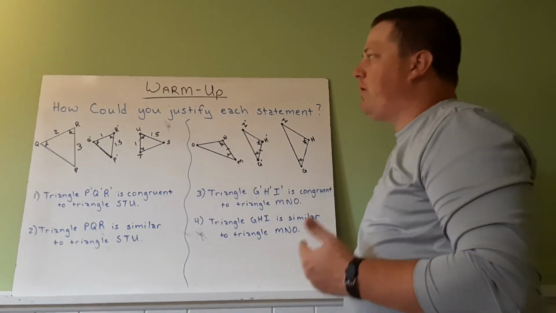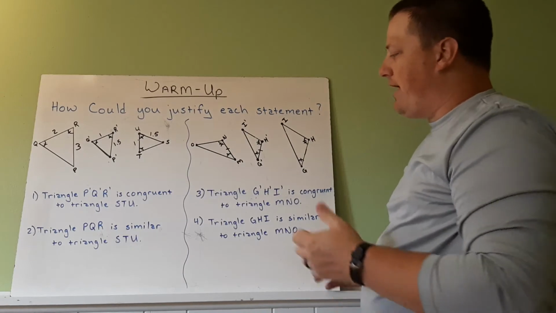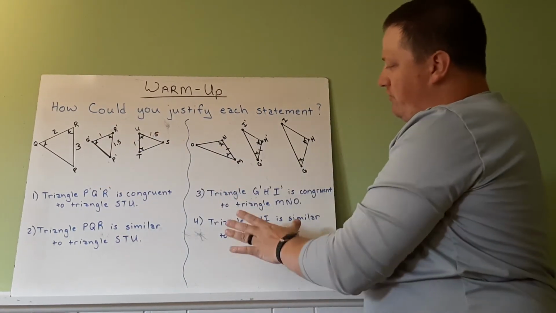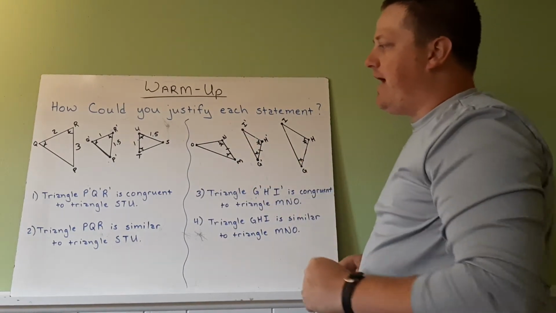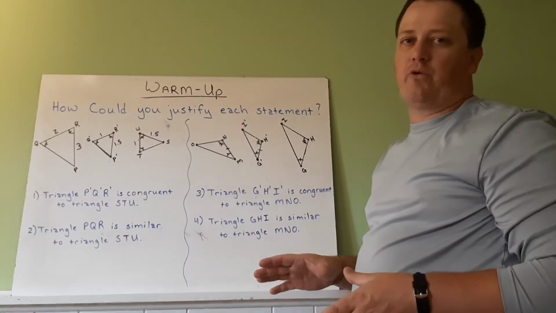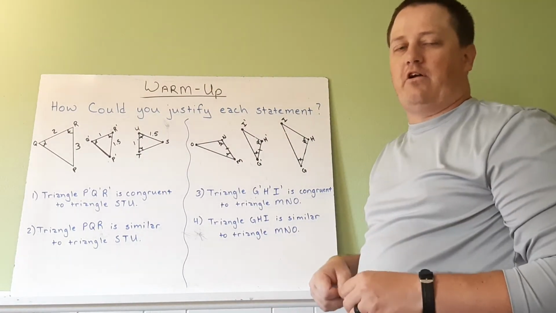All right, so our warm-up is, how could you justify each statement? So I have 4 statements here, 2 statements with these figures and 2 statements with these figures, and I want you to explain how you can justify that each of them is correct. So put it into your own words, bring it tomorrow, and that'll start our discussion.